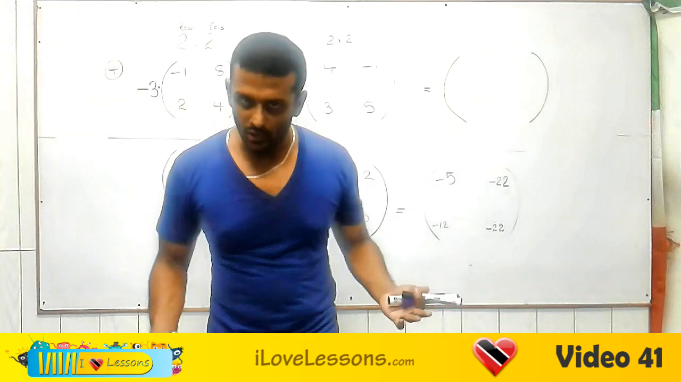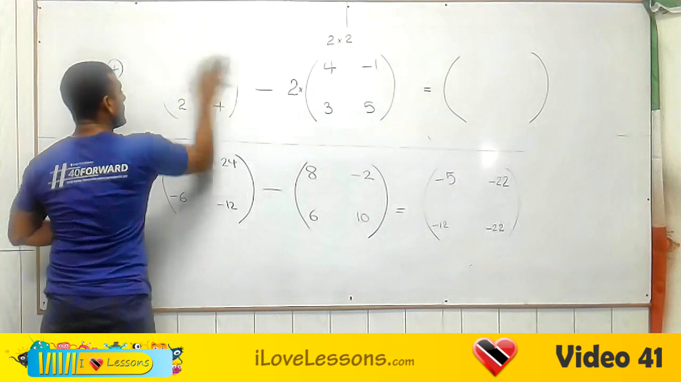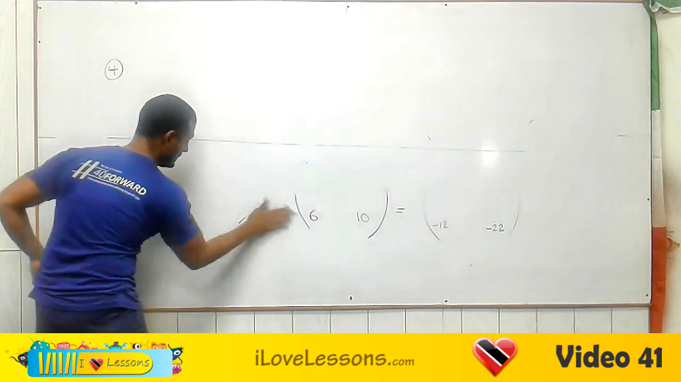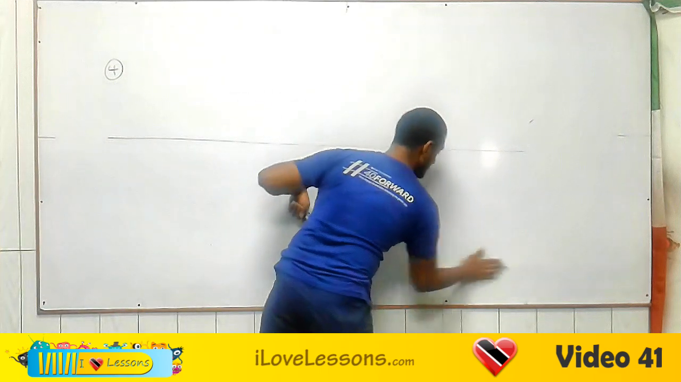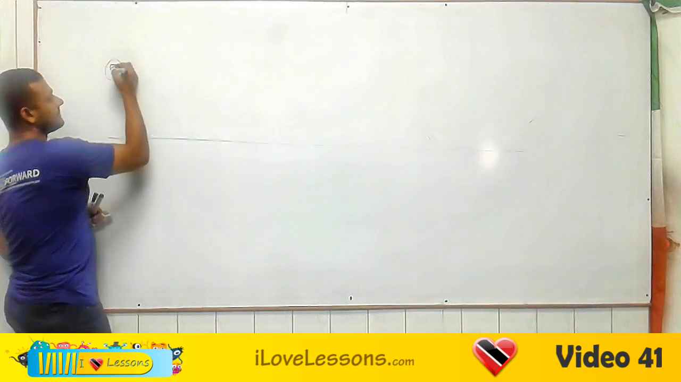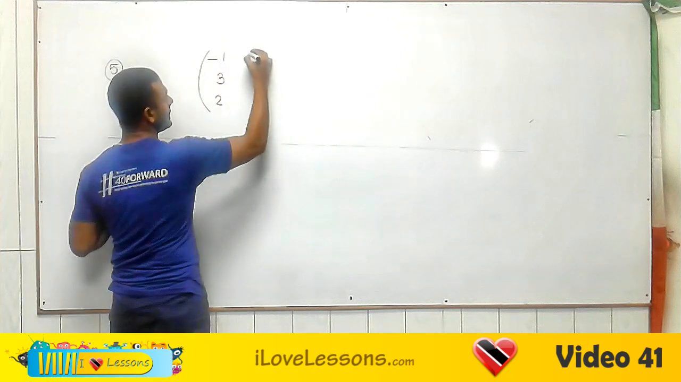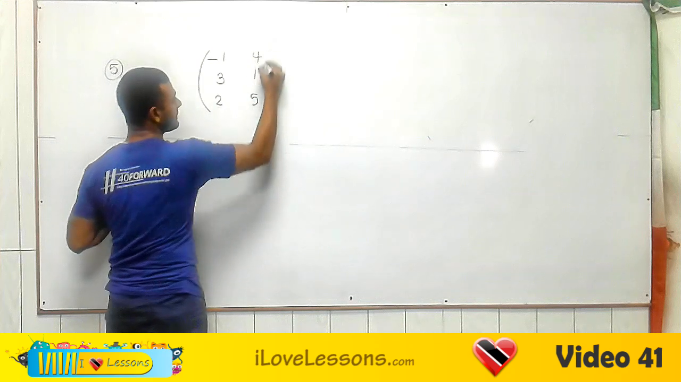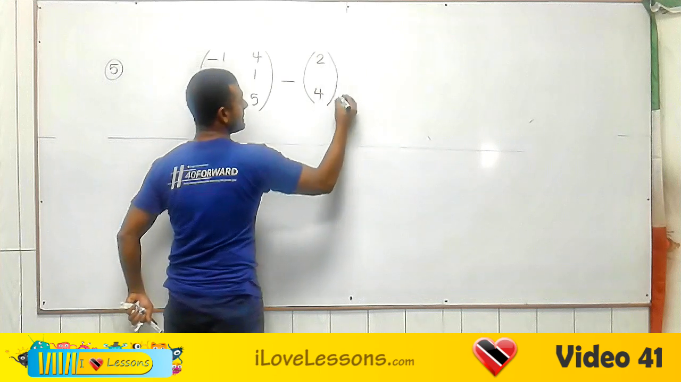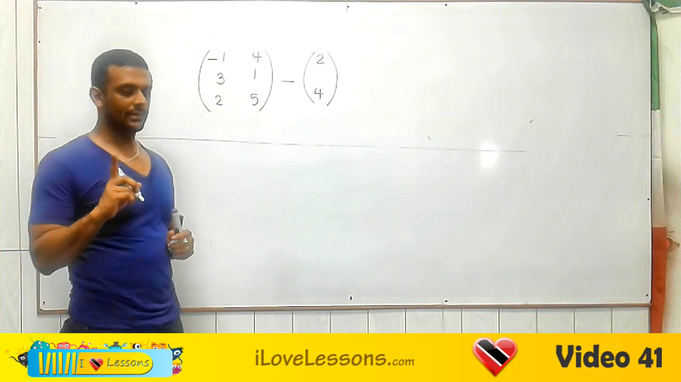However, I just want to do one more question to show you. It's a trick question actually. So this will be question 5 if I'm not mistaken. Let's say in an exam, you see a question like this. Minus 1, 3, 2, 4, 1, 5, minus 2, 4. And they ask you to subtract these two matrices. This is a trick question.